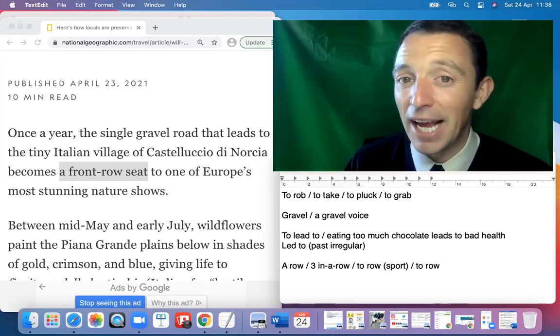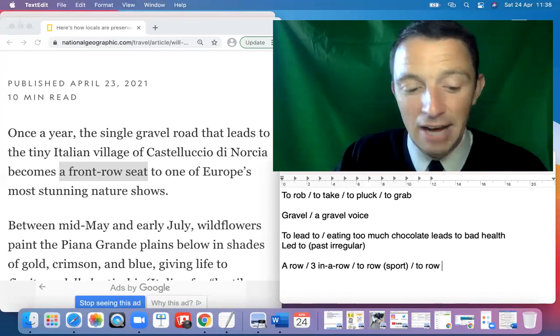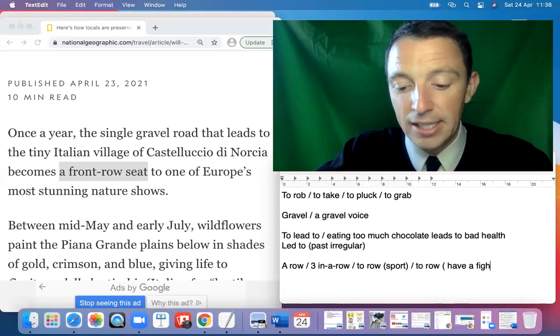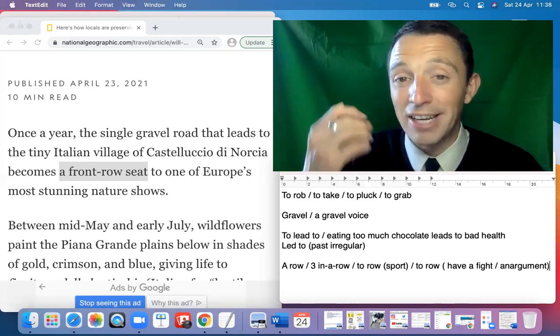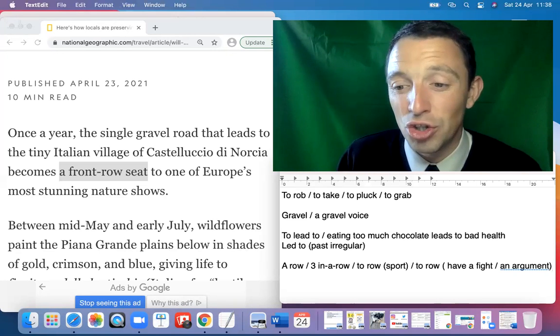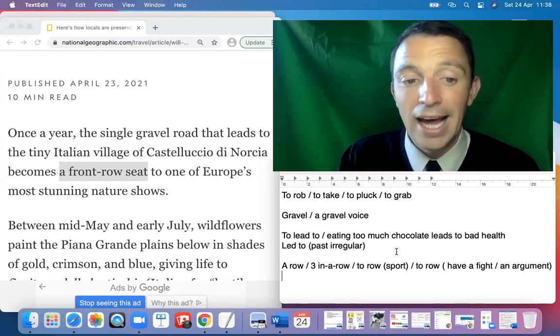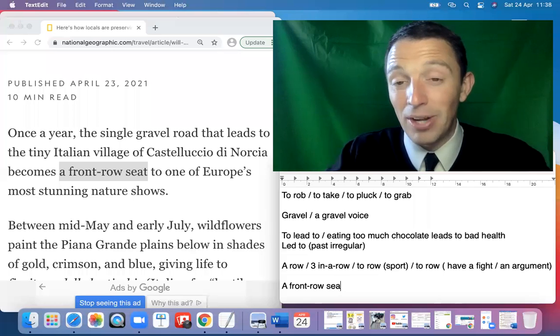And I think I have explained this before, but it's very important. The verb to row is to have an argument or to have a fight. Okay, have a fight, have an argument, and the pronunciation is different. So if you have an argument or have a row, the significance is you have a fight or a discussion. Okay, so really important. And this expression, a front row seat, is typical in the cinema.